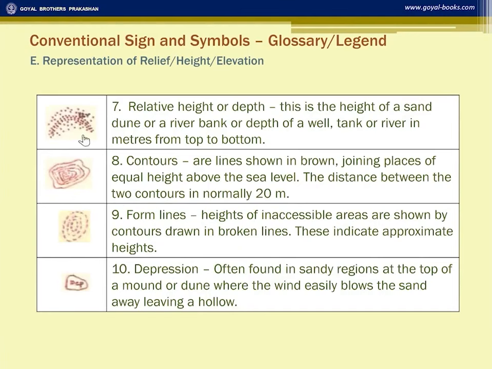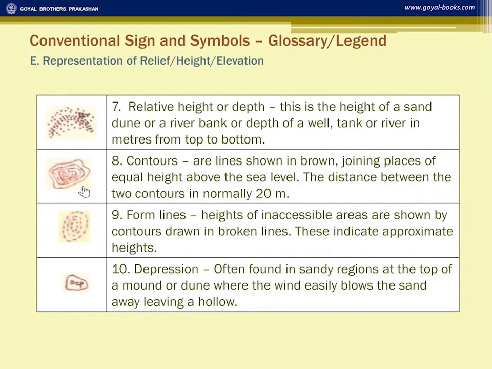The relative height we just discussed. If it is given beside a sand dune, it shows the relative height of the sand dune is 12 meters. So the R is for the height between top and bottom. So whenever the question is asked, you must always remember to state that the relative height of the sand dune is 12 meters. Do not say just 12 meters.